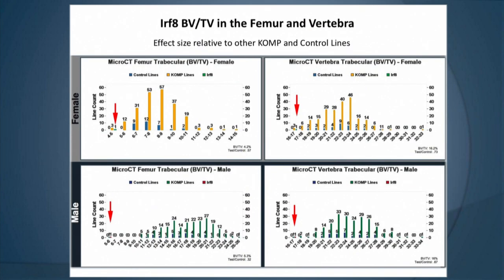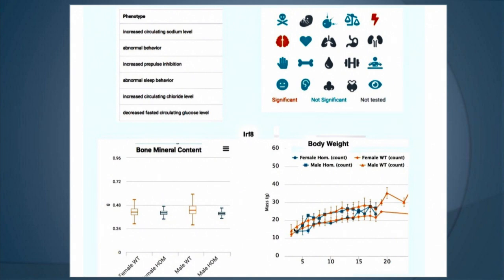So I wanted to use that as an example of how we drilled down to learn about that mouse more. This just shows how severe the BVTV value is in the trabecular bone of the femur in the female and in the male, and in the vertebra of the two. So both bones are greatly reduced in BVTV. Unfortunately, if you're looking at the IMPC site, bone was looked at, nothing was identified. This is the BMC content, which is probably the best measurement to look at for BVTV. It didn't show as being abnormal.